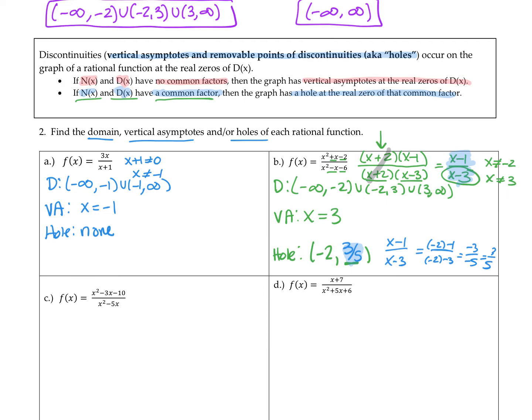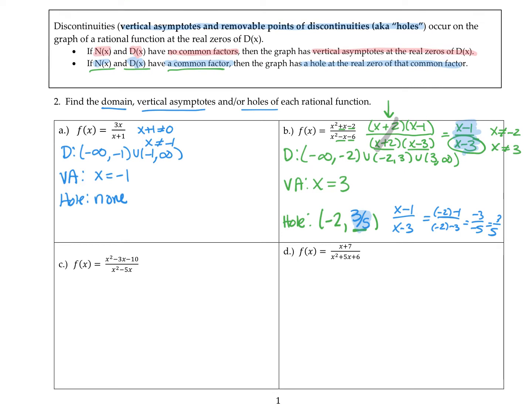All right, let's try this with C and D. So in C, I need to factor the numerator, so multiplies to negative 10 and adds to negative 3 would be negative 5 and positive 2. In my denominator, I just have a GCF, so it'd be x times x minus 5. Now, before I simplify this, I know x cannot equal 0 because of this, and x cannot equal 5 because of this factor. So my domain is going to be negative infinity to 0, union 0 to 5, union 5 to infinity.